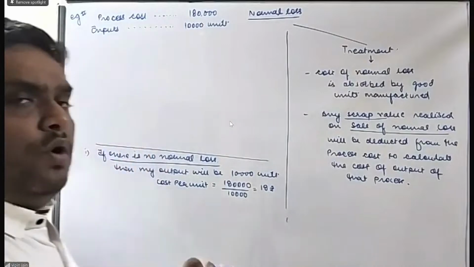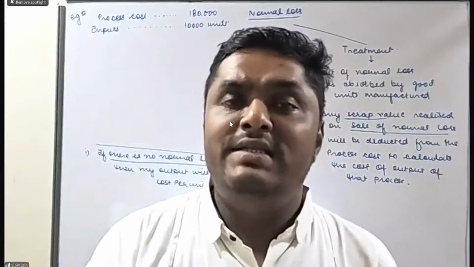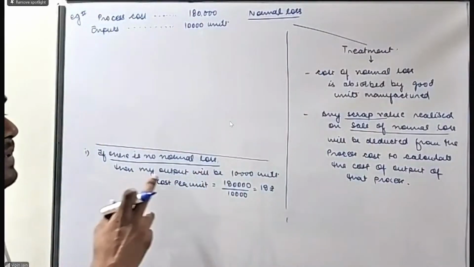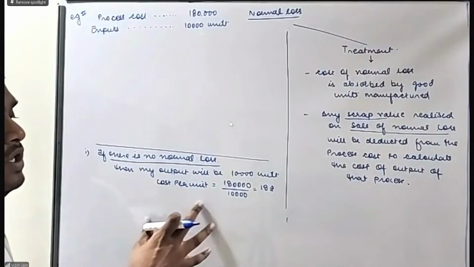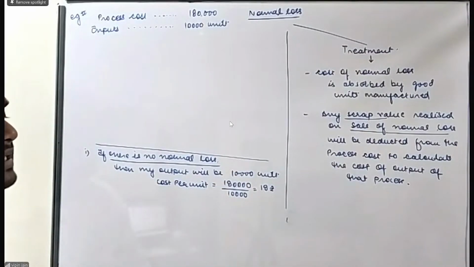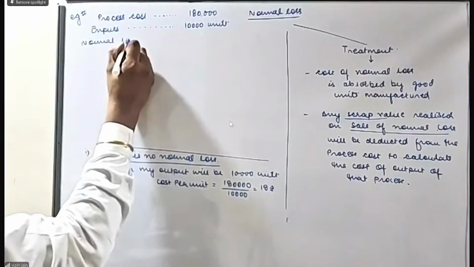So my process cost is 1,80,000. I made an input of 10,000, and in the first question, when there is no normal loss, my output will be how much? 10,000 units. Further, my cost per unit will be 1,80,000 divided by 10,000, that is 18 rupees. Now, let's say the normal loss is also given in the question.